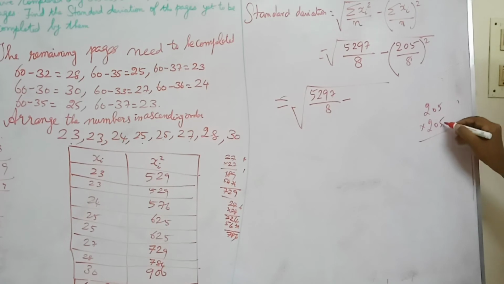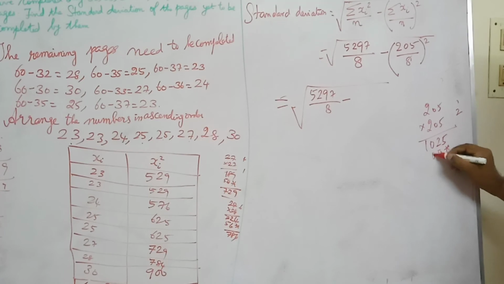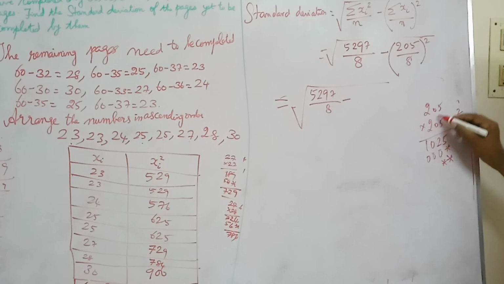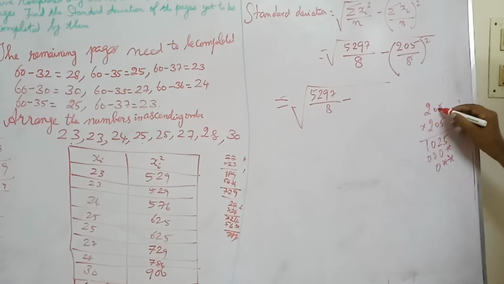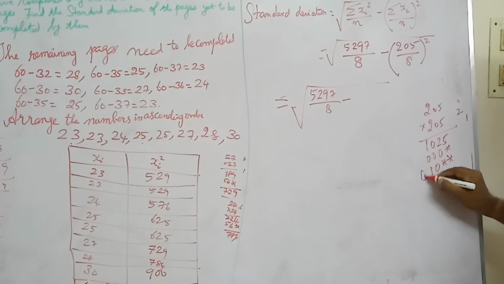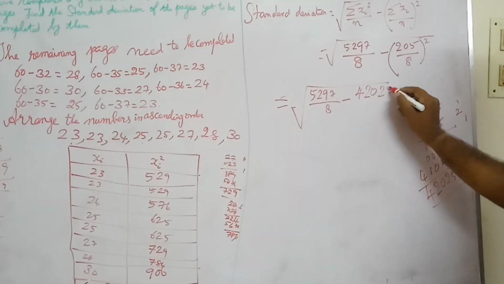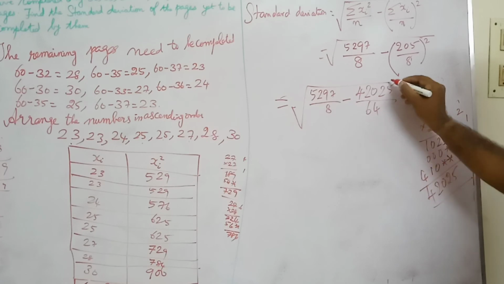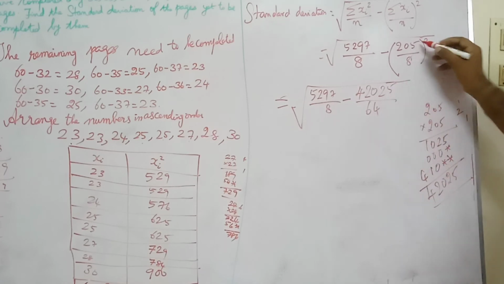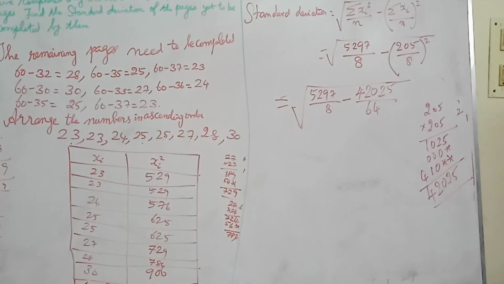How much will it come? 5 5s are 25. Balance 2. 5 into 0, 0. 0 plus 2. 5 2s are 10. 0 into 5, 0. 0 into 0, 0. 0 into 2, 0. 2 into 5, 10. Balance 1. 2 into 0, 0. 0 plus 1, 1. 2 2s are 4. So 42025, divided by 64. 8 square is 64. 205 square is 42025.